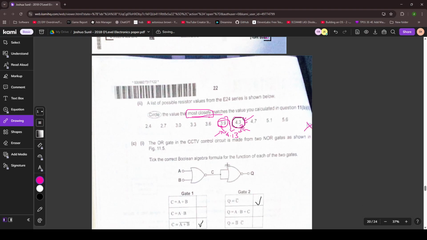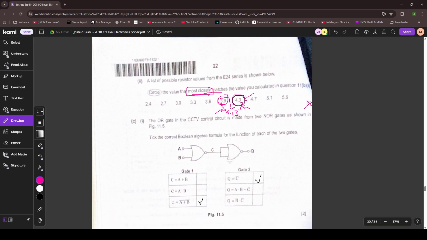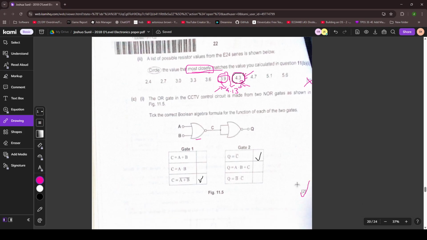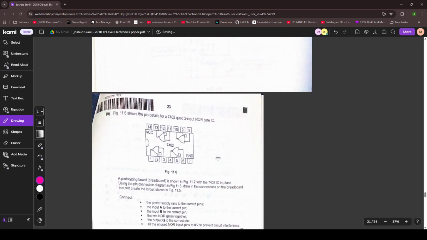The OR gate in CCTV control circuit is made from 2 NOR gates. Take the correct Boolean algebra. So this is NOR, so this is correct. And then this is a NOT gate, so yeah. Pin details for 7402 quad 2 input NOR gate.